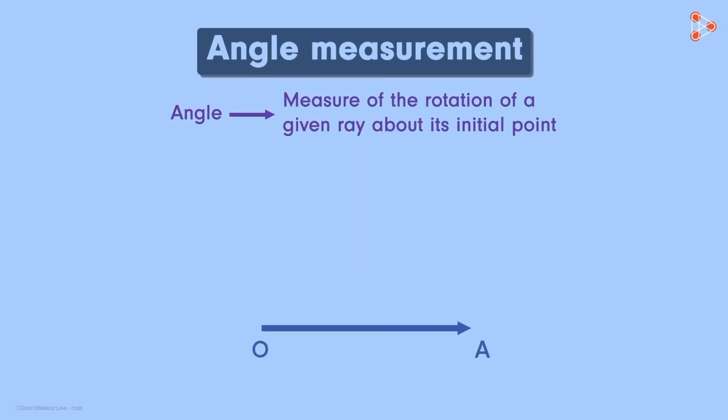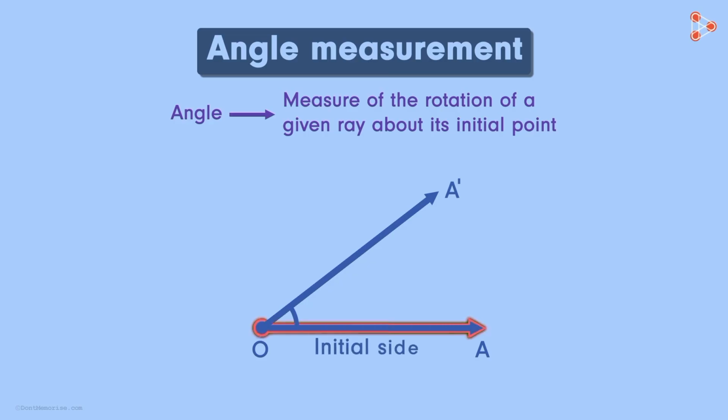Let's draw a ray OA. O is the initial point of ray OA. We rotate the ray to this position. Let's call this new position of the ray OA dash. The initial position of ray OA is called the initial side, and the final position of ray OA dash is called the terminal side. So OA is the initial side and OA dash is the terminal side. We can also call this initial point the vertex.